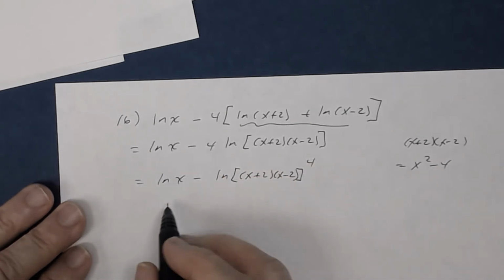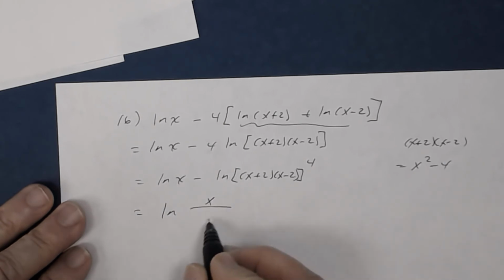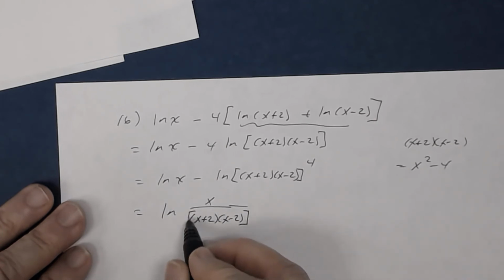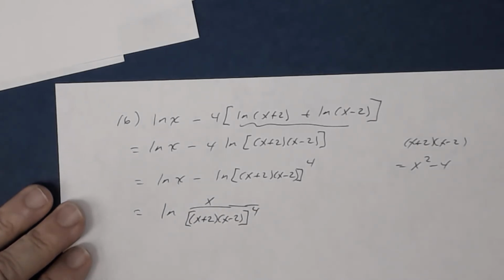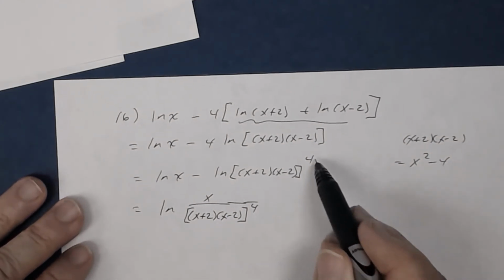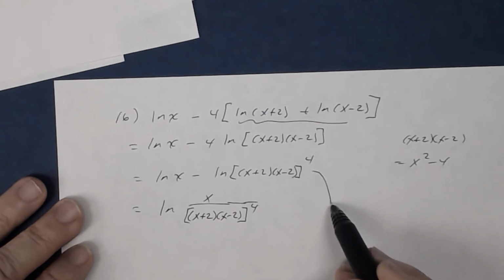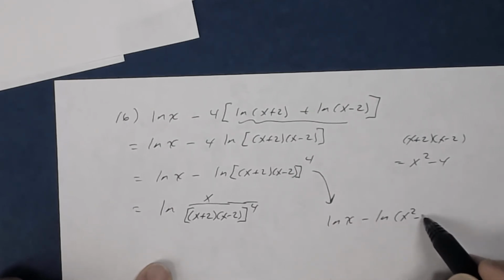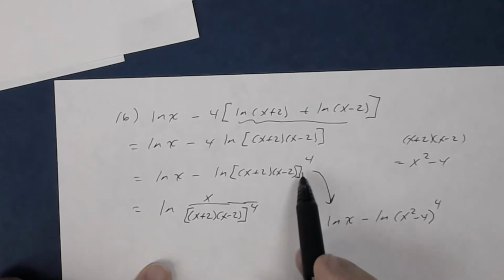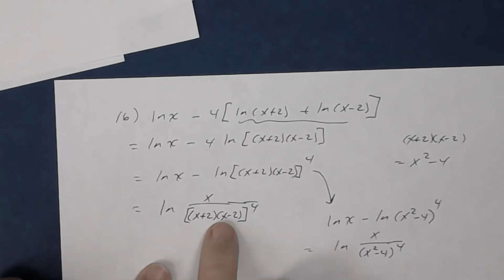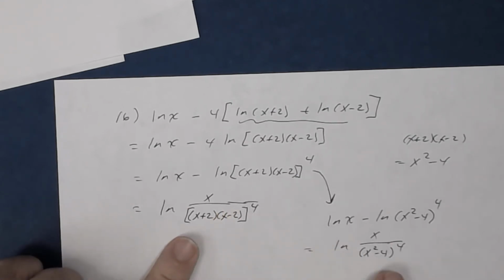And now I'm going to write a quotient. One more step and you're done. So it becomes the natural log of x divided by x plus 2, x minus 2, all of that being raised to the 4th power. Now, if you wanted to make it x squared minus 4, at this point I would say natural log of x minus the natural log of x squared minus 4 to the 4th power. See, this is x squared minus 4, right? And then that would be the natural log of x divided by x squared minus 4 to the 4th. So either one of those is fine. They're the same thing.